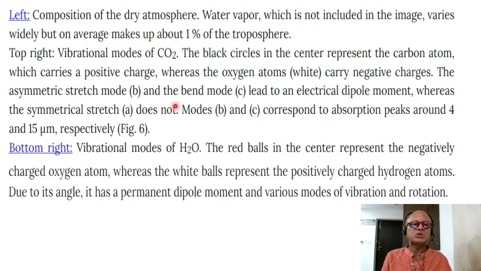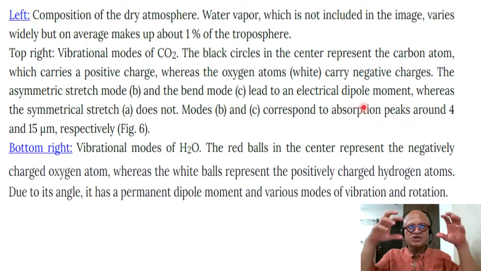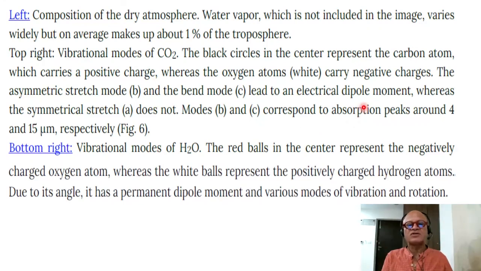The asymmetric stretch mode and the bend mode lead to an electric dipole moment. So when the energy is absorbed, it begins to have a dipole moment because the symmetric cancellation doesn't work anymore. Whereas the symmetrical stretch A does not. Modes B and C correspond to absorption peaks around 4 and 15 micrometers respectively. So there are certain wavelengths at which the energy photons are able to excite the carbon modes, and that increases kinetic energy, which means it increases temperature. Okay, that's the main idea of greenhouse warming, right?